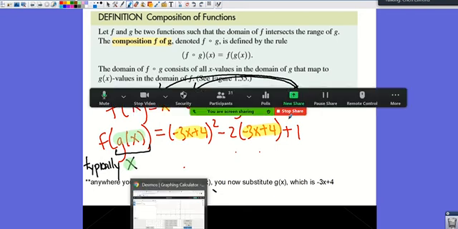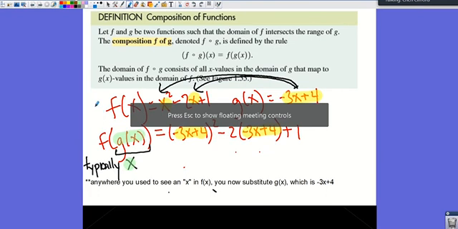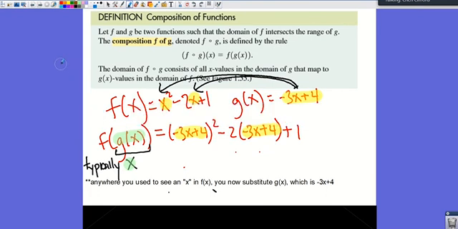So let's say that we're going backwards. This is called the decomposition of functions. So we're going back. Before, it was called the composition of functions. Now we're going to call it the decomposition of functions.